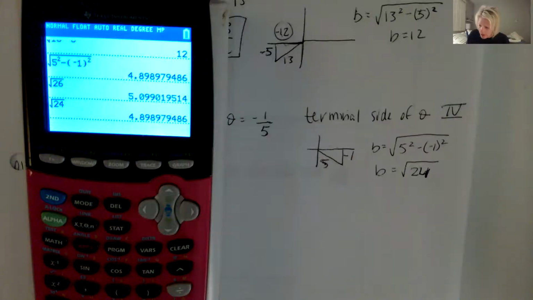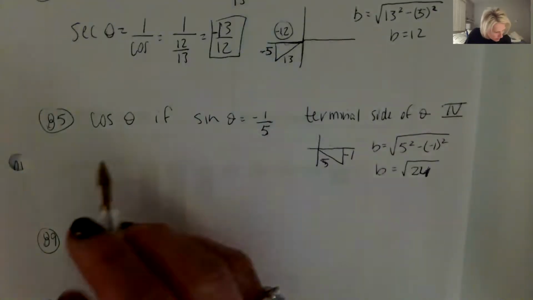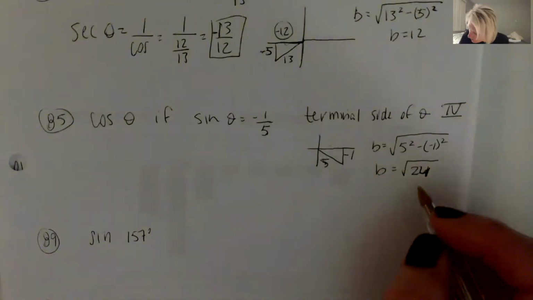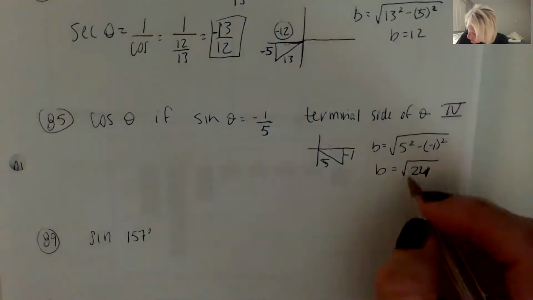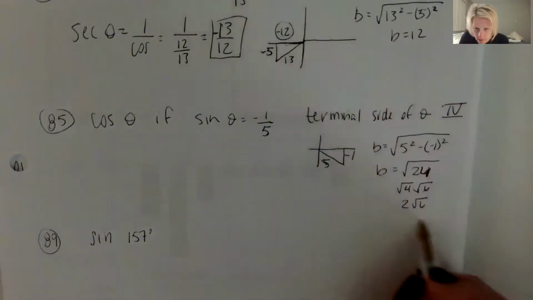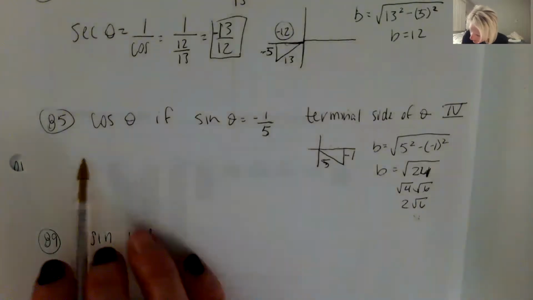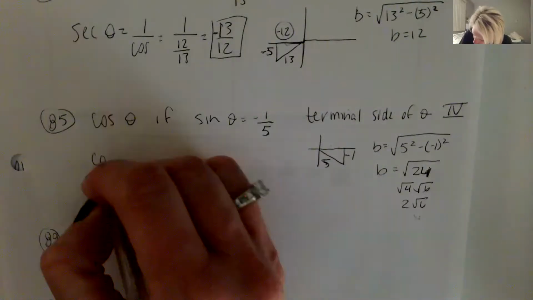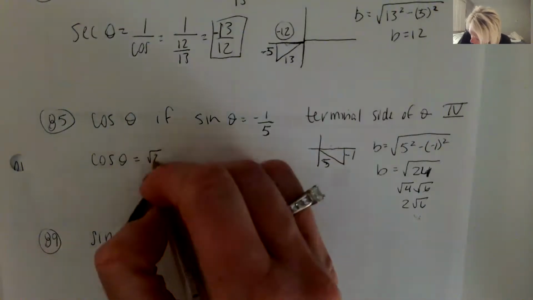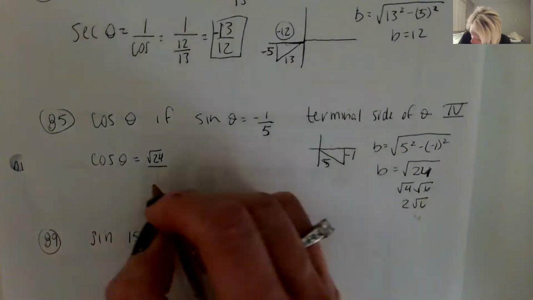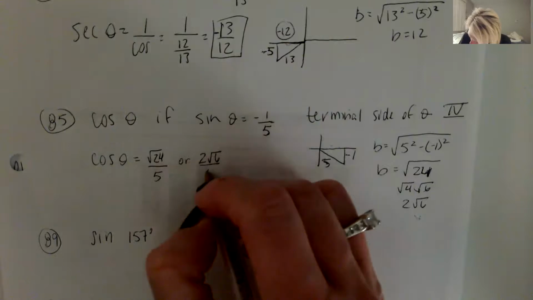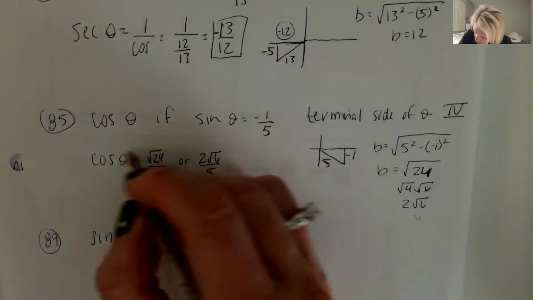And the square root of 24. So our answers are going to be square root of 24. You could also, if you wanted to simplify it, write it as the square root of 4 times the square root of 6, which could be 2 times the square root of 6. And so cosine of that angle is going to be the square root of 24 over 5, or you could write it as 2 times the square root of 6 over 5. Either of those would work.